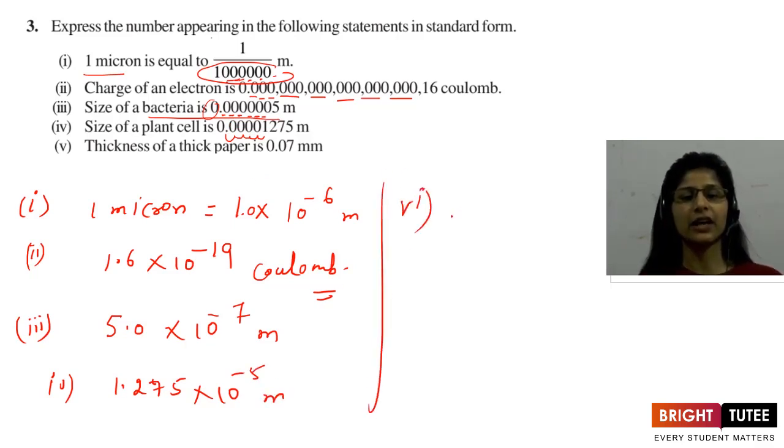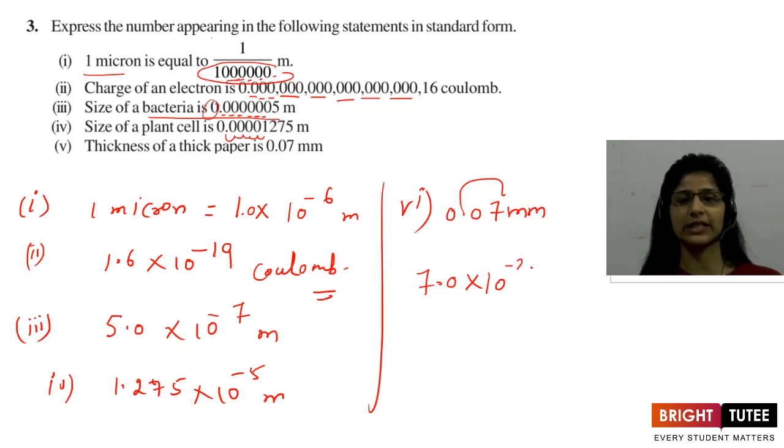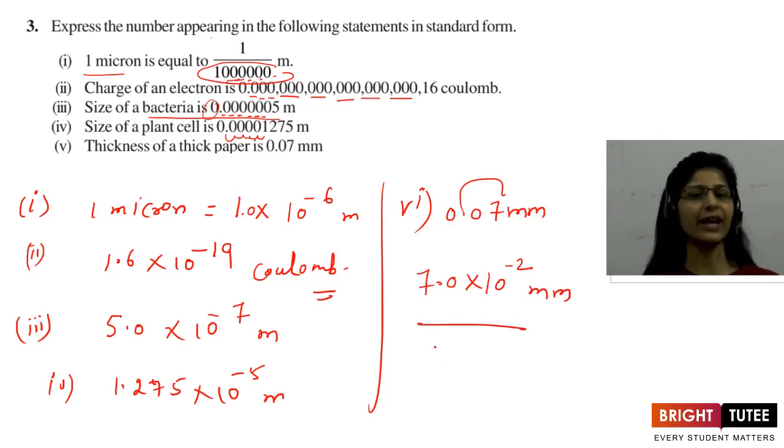Now the sixth part, we have 0.07 mm. Right. So to shift the decimal, after 7 we will write 7.0. Which side are we moving? Right side. By how many places? 2 places. So this would be the standard form of this. Okay, I hope this makes sense and it is clear.